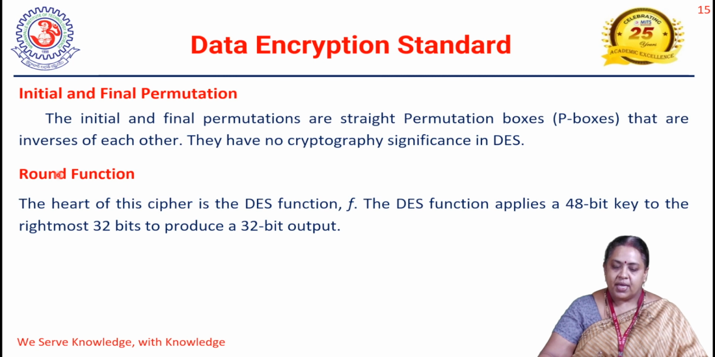The round function is the main thing in the DES algorithm. This DES function applies the 48-bit key to the rightmost 32 bits to produce the 32-bit output, as I said earlier. It follows the Feistel structure. That means the 64-bit plain text is divided into two halves, left 32 and right 32. The right 32 is given to a function. In this function, we use the 48-bit key generated from the 56-bit key, in order to produce the output that is XORed with left 32 and it becomes the right 32.